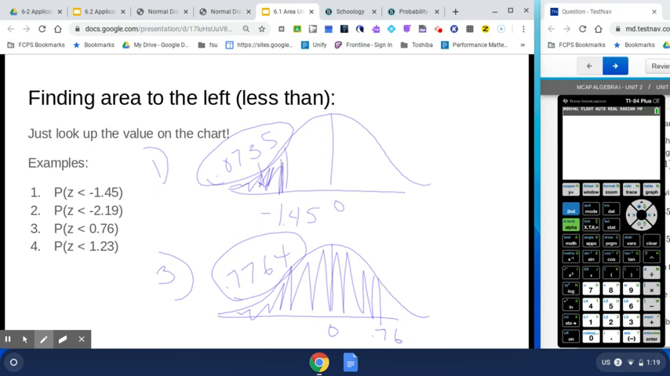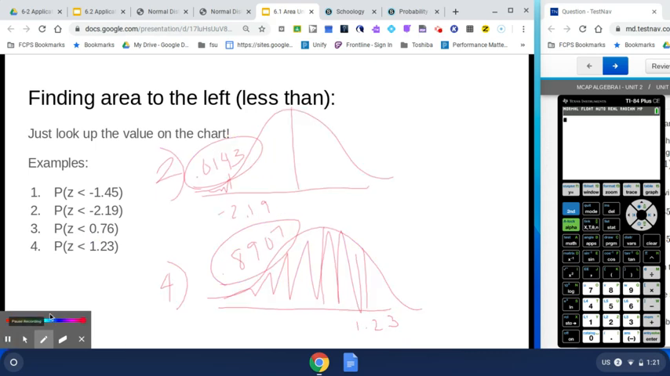It's more than half of the graph is shaded, so this probability does correspond to the picture that we have drawn there. All right, pause the video here, see if you can find the areas that are equivalent to the negative 2.19 to the left and the 1.23 to the left. So numbers 2 and 4 on this slide. Okay, those two probabilities, number 2, 0.0143, and number 4, 0.8907.